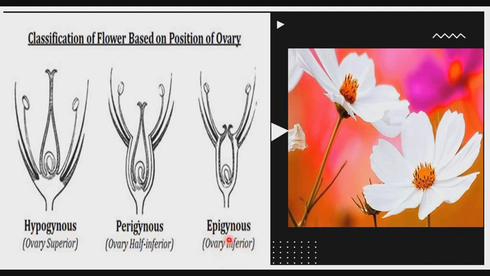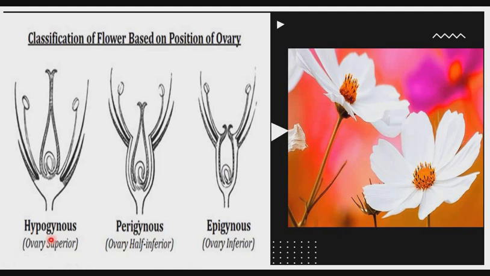In this process, the ovary is placed below other floral parts on the receptacle. Look at the other floral parts, they have been attached on the receptacle here, but look at the ovary, it is here, down the receptacle. This is an inferior ovary.